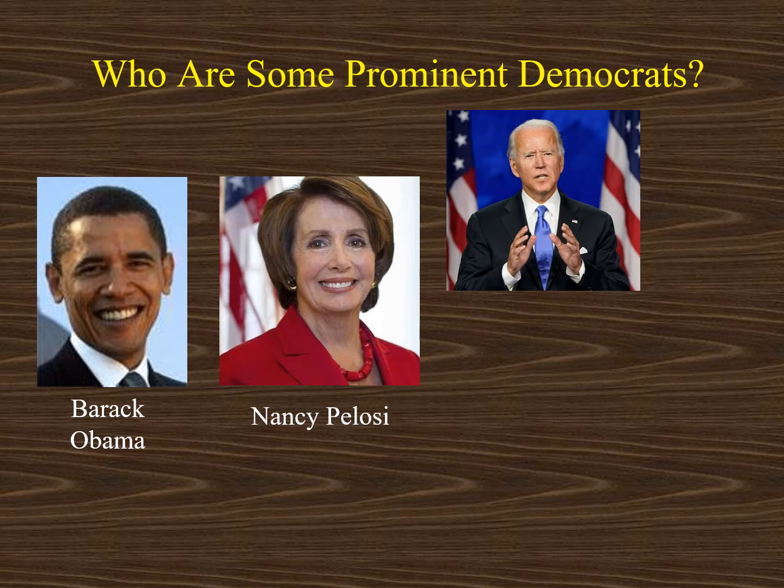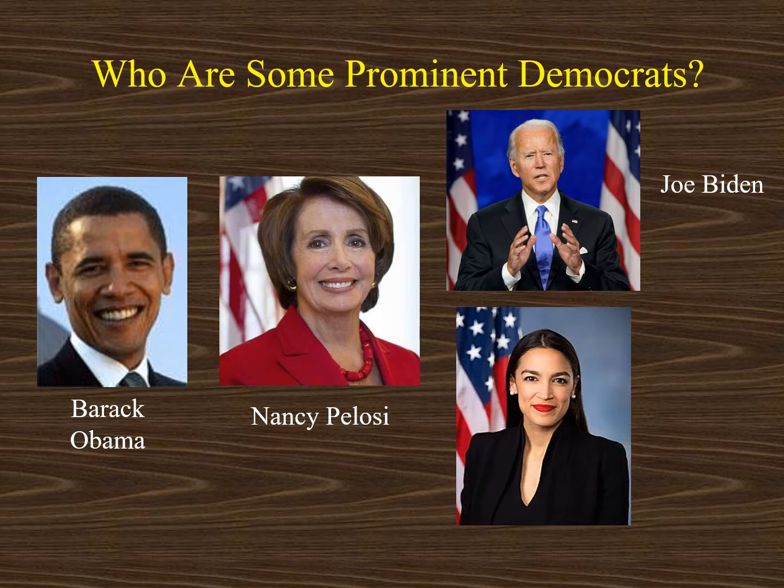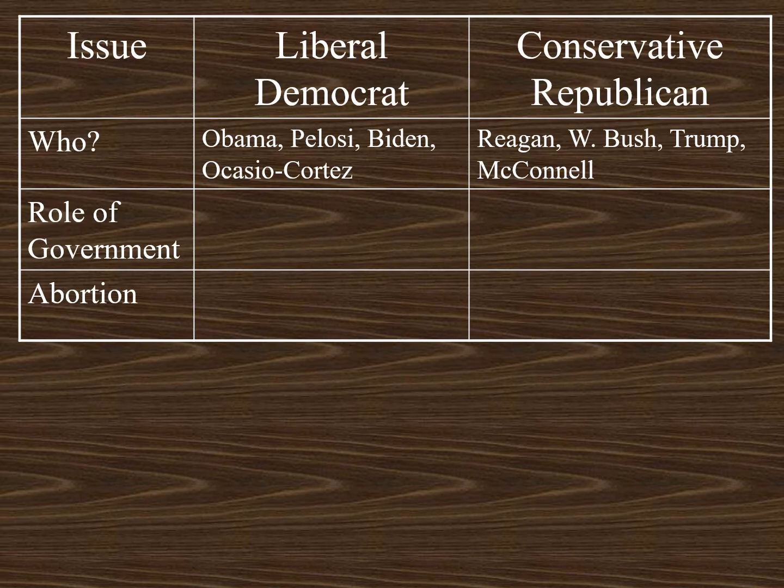Now, in the fall of 2020, we see Joe Biden emerging as the Democratic nominee for president. And one other person I thought that I would mention would be AOC, or Alexandria Ocasio-Cortez, who's a first-term member of Congress from New York. Again, if we go back to that chart, we see the names of several prominent liberal Democrats. Next, we'll explore how each party views the role of government.